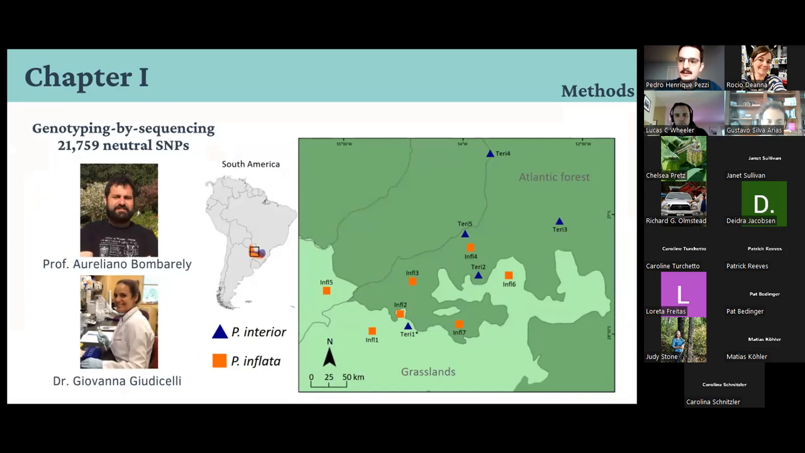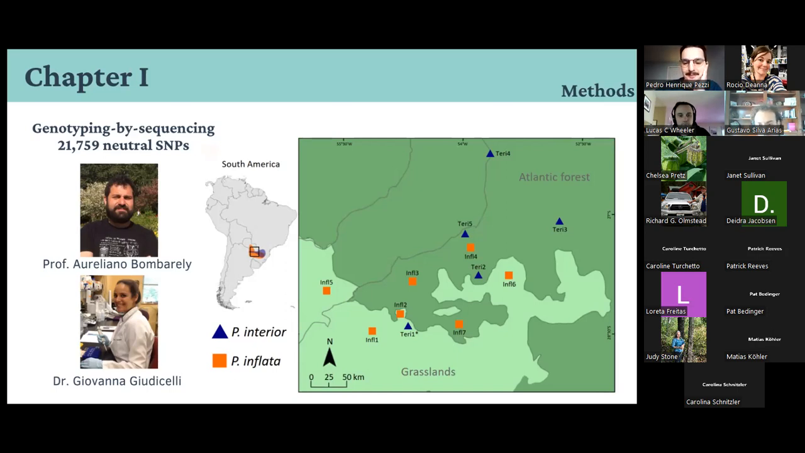I'm just wondering if this difference of the morphology that makes this confusion in the taxonomy is due to hybridization or introgression, or do you think that it could be more like a plastic expression or phenotype due to it being ecologically or environmentally similar to the inflata. So what's your opinion about that?